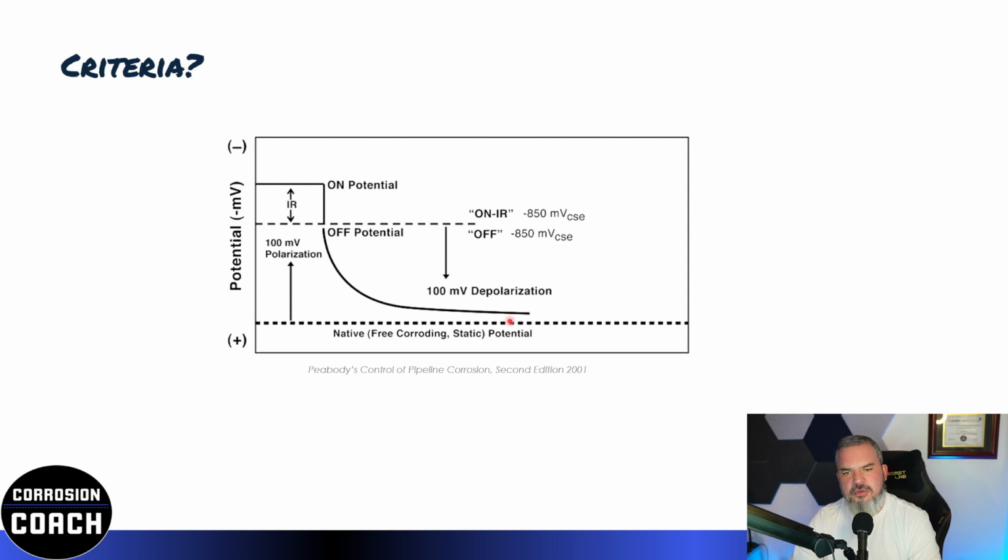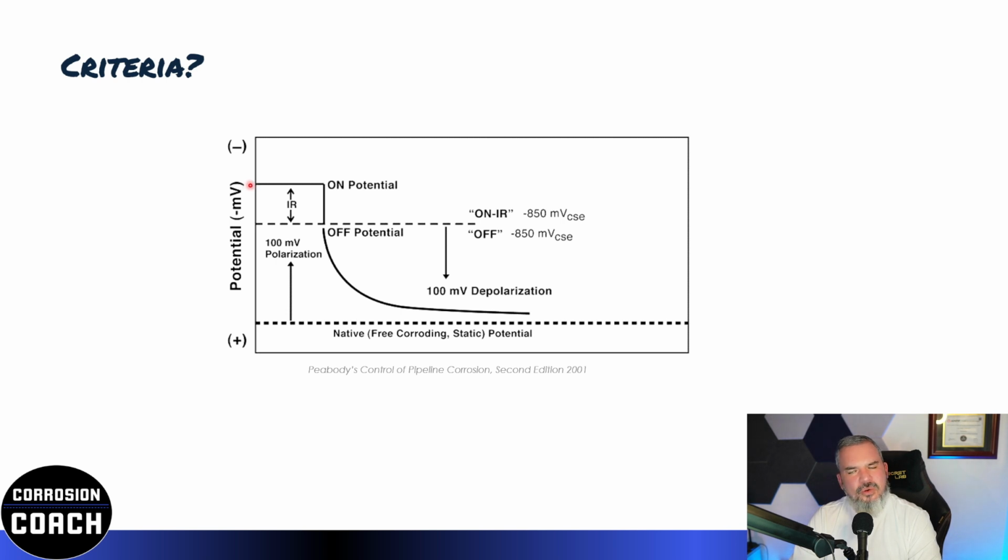So what we've got here is a graph, and on the vertical axis, we've got negative voltage measurements on the top. We've got more positive, or electropositive, measurements on the bottom. And then the horizontal line represents time, is all that is. And so when we have our rectifier on, or our CP system on, we're going to measure that pipe to soil potential, and it's going to be the most negative reading it's going to be. That's one way to think of it. And so it's going to be extremely negative.